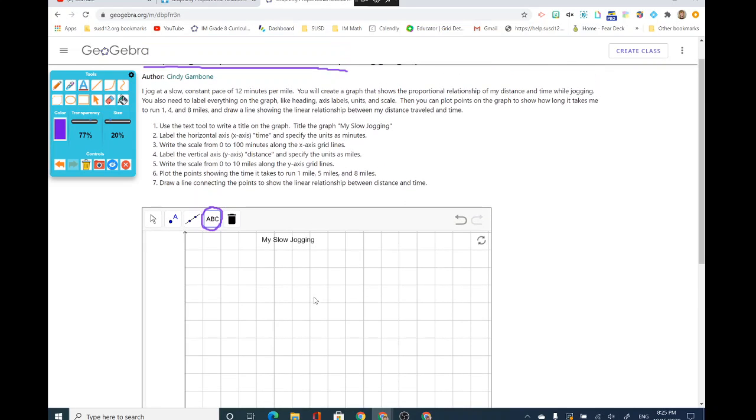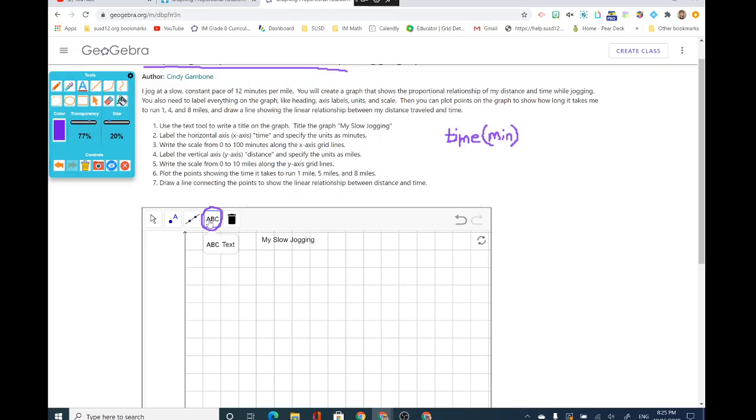Okay, good. Number 2, label the horizontal axis, which is the x-axis, time, and specify the units as minutes. Okay, let me help you with this. Maybe it's your first time labeling the axes on a graph. So you're going to label it as time. And when you specify the units, use parentheses. So time in minutes. You can just put min as an abbreviation. So let's go ahead and do that on the axes of the graph.